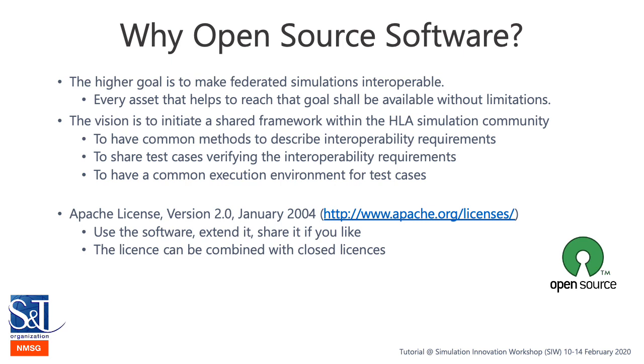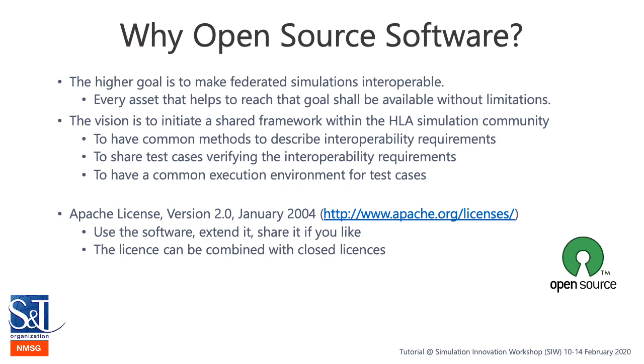And to allow this, we have chosen, let's say, a business-friendly license, the Apache License 2.0, which allows us to use this software without limitations. We can extend it without limitations. You can use it in commercial applications. And you can also combine the license with other licenses, like if you have test cases which should not be open for whatever reason, maybe specifications are closed or you have a different business case behind that. That's also possible, to combine these licenses.